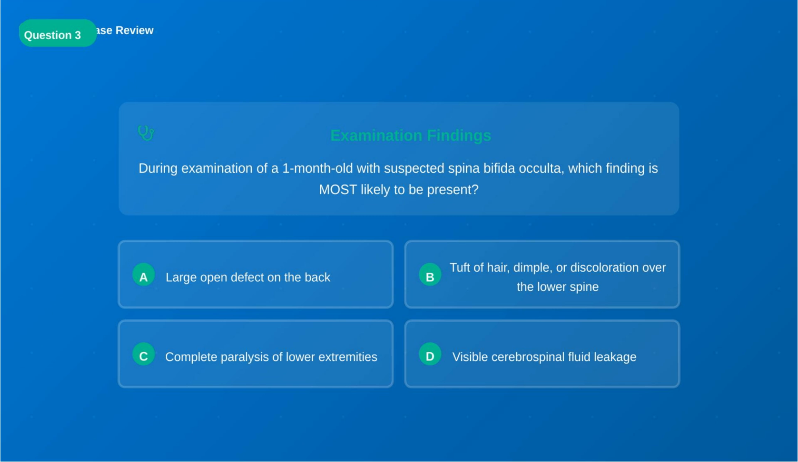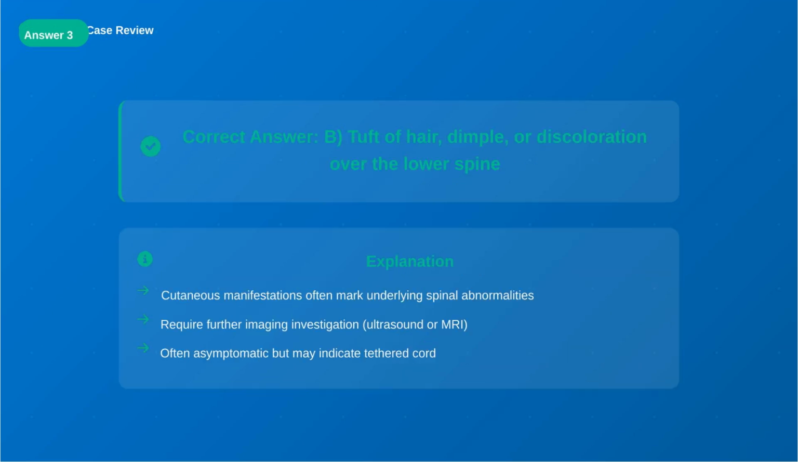Now let's focus on examination findings. During examination of a 1-month-old with suspected spina bifida occulta, which finding is most likely to be present? A. Large open defect on the back. B. Tuft of hair, dimple, or discoloration over the lower spine. C. Complete paralysis of lower extremities. Or D. Visible cerebrospinal fluid leakage? The correct answer is B. Tuft of hair, dimple, or discoloration over the lower spine.